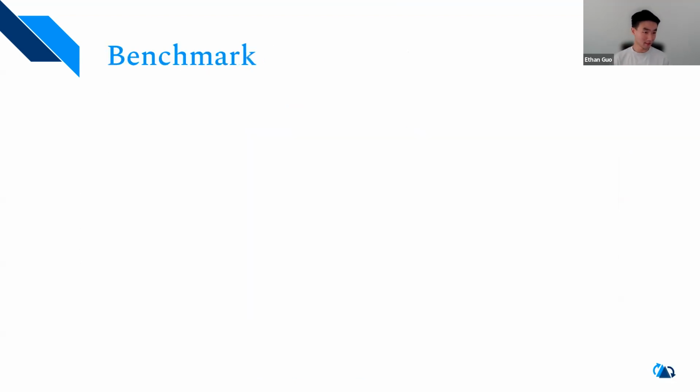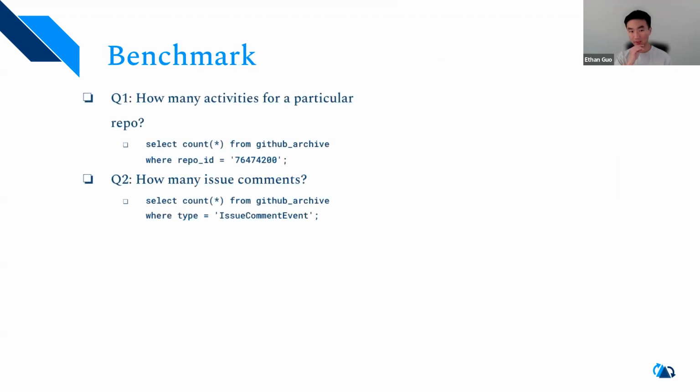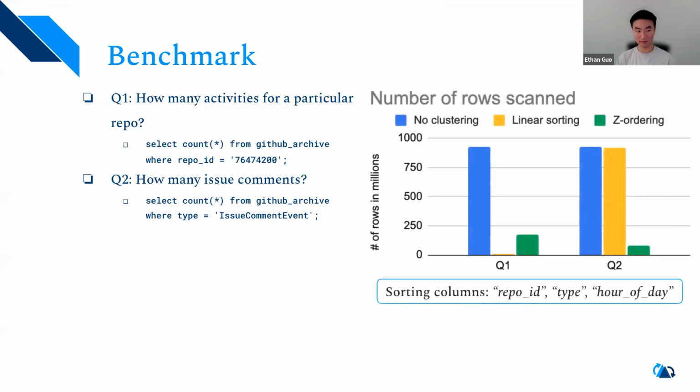Cool. So next, let's talk about the actual numbers. We look at two kinds of business questions. One is how many activities there are for a particular repo, and the second is how many issue comments there are for this time span. If you look at the actual query, we have two different predicates. One is based on the repo ID, the other is based on the type. If you recall, the sorting columns are first the repo ID, then the type, and then the hour of day. So we compare the number of rows scanned for these two queries.